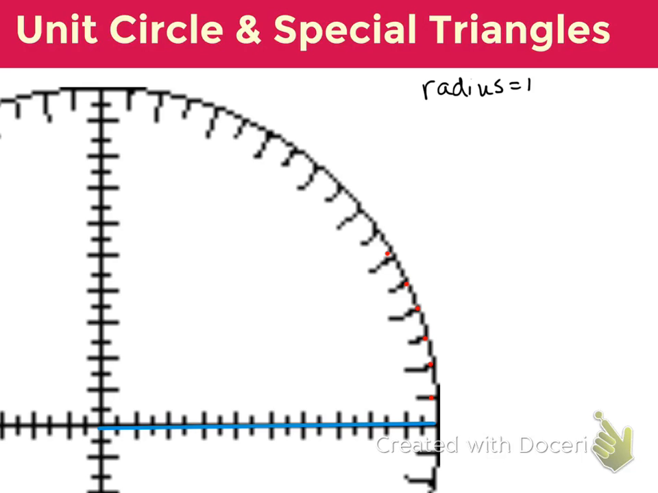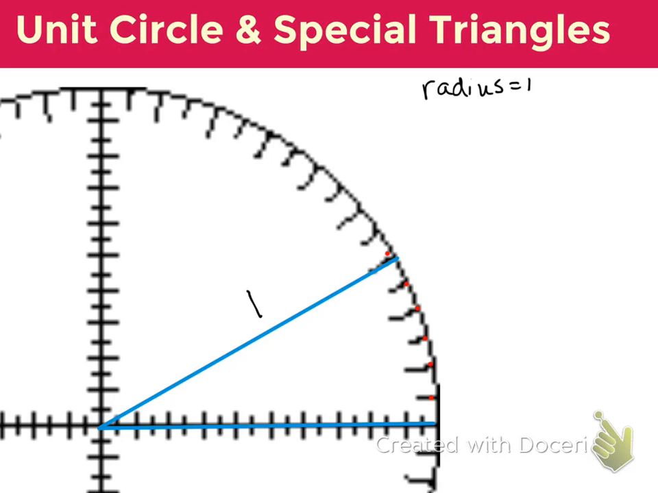Here's our 30-degree mark, and I'm actually going to create a line from the origin to that 30-degree mark to the edge of the circle. Now that is a special line that we know the measure of because it's also a radius. So we'll establish that measurement already.